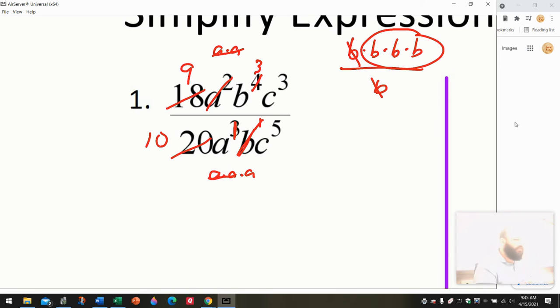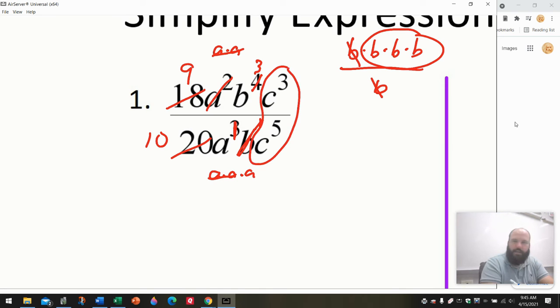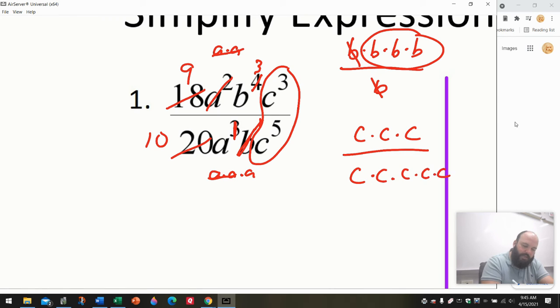Now, the last ones, we can see we have the variable c. Once again, you have 3 c's on the top, and you have 5 c's on the bottom. So if I were to illustrate this for you, it would be c times c times c over c times c times c times c times c. So all of the top ones would cancel, and we would still be left with 2 on the bottom.